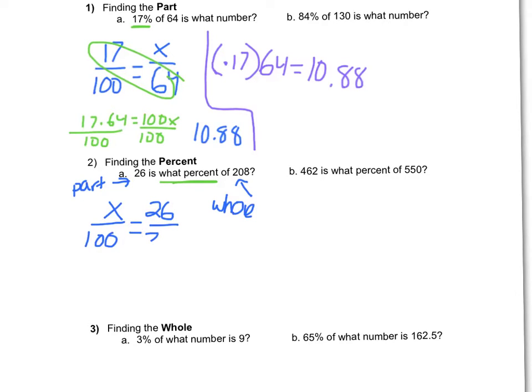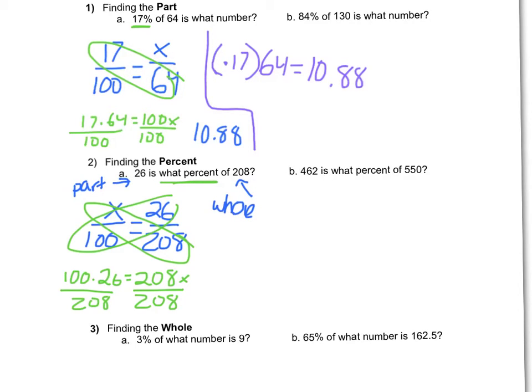So I have 26 over 208 equals x over 100, and I want to solve the proportion. When I do this, I get that x equals 12.5. This means that 26 is 12.5% of 208, because I have 12.5 over 100, which is a percent.